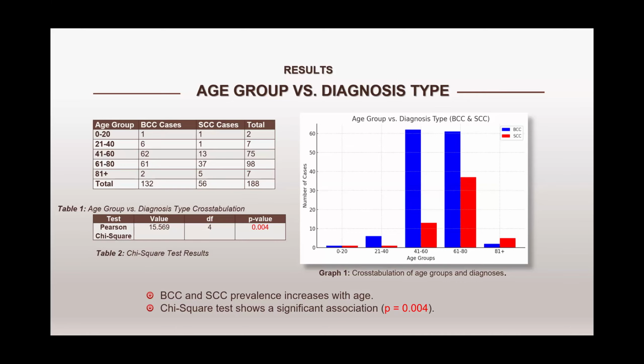And then we see the larger number of patients who belong to the age groups 41 to 60 and 61 to 80. So in total, we have 180 cases of skin cancer, of them 132 with BCC and 56 with SCC. So the most common form of skin cancer here in Albania, at least in our study, is basal cell carcinoma.